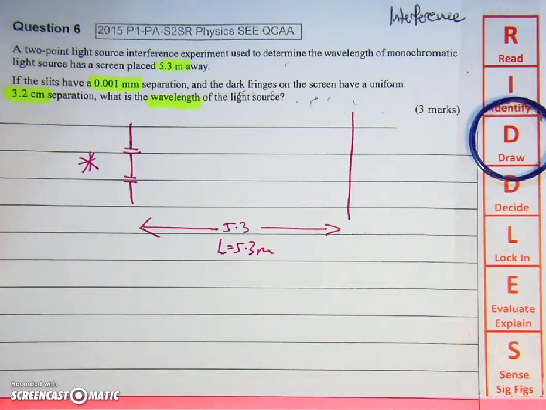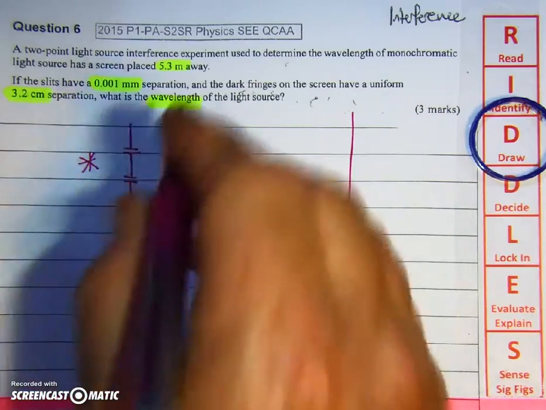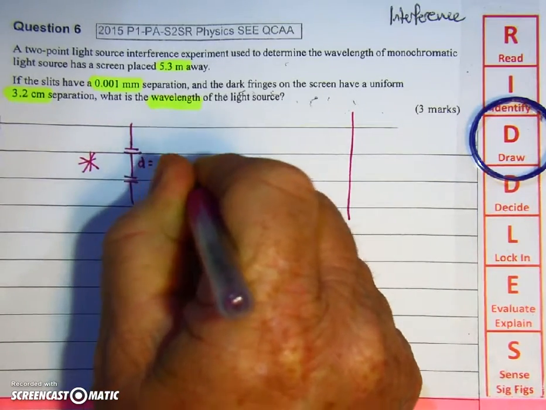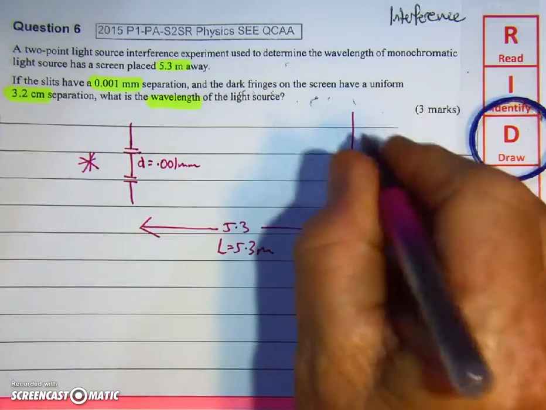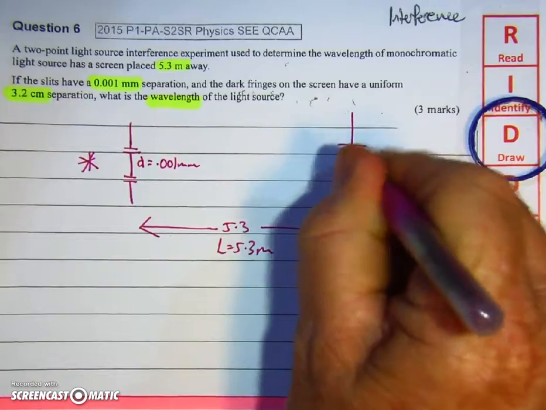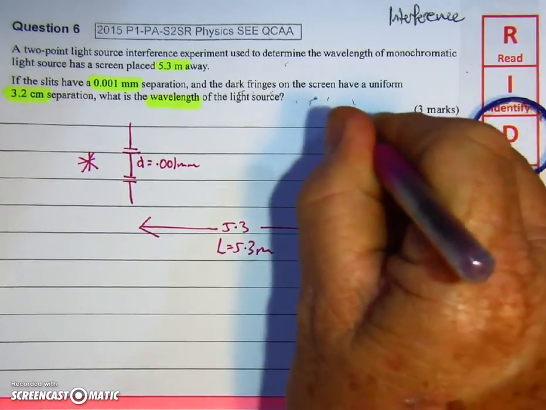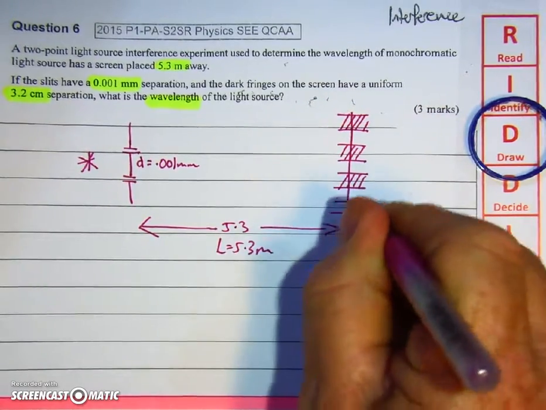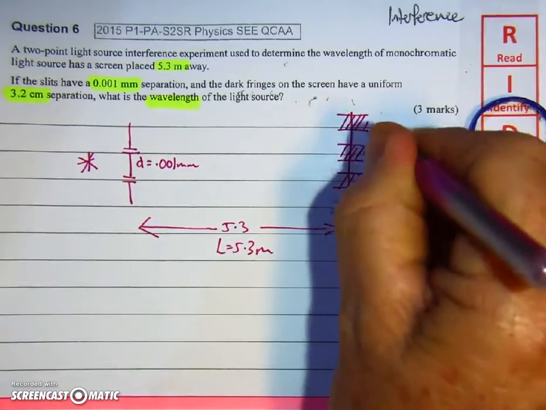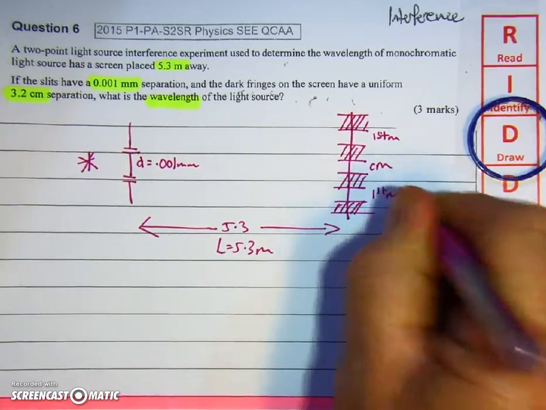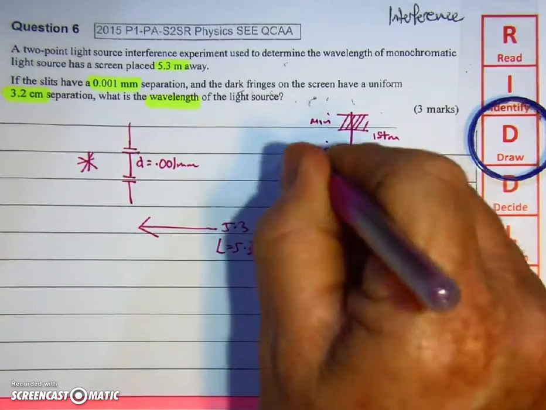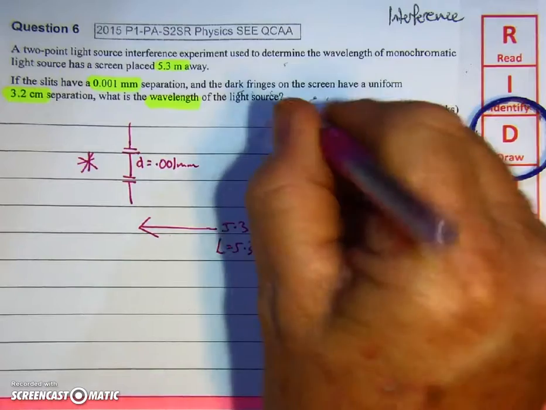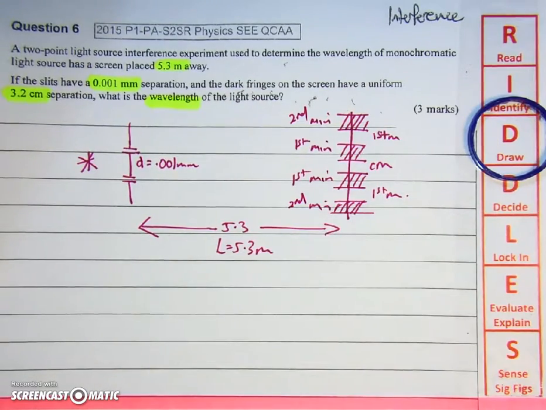If the slits have a 0.001 millimetre separation, so the distance for our slits, D, 0.001 millimetre is our separation, and the dark fringes on the screen have a uniform 3.2. So we'll have a central maximum, and then we'll have our first minima, then we'll have our first maxima, then we'll have our second minima. So central maxima, first maxima on either side, and here we have minima or dark bands. On either side of our central maxima is our first minima, and then the second band is our second minima, like so.